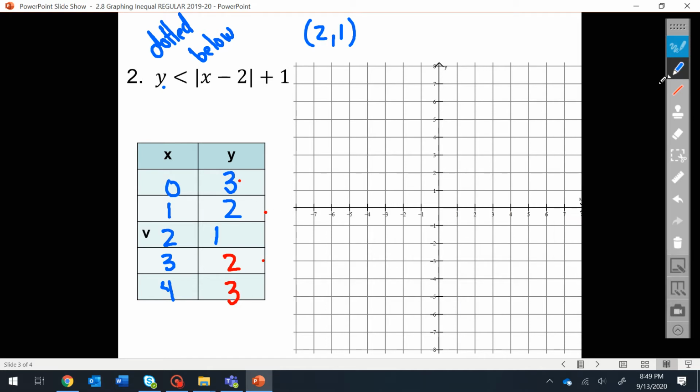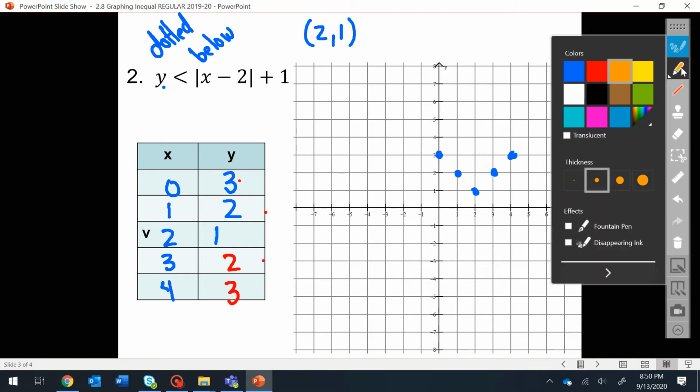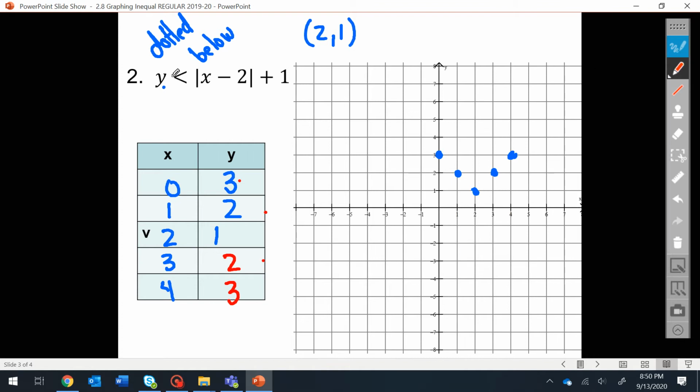Alright, let me actually graph it now. Let's graph the points. So 0, 3 is right here. 1, 2. 2, 1. 3, 2. And 4, 3. Now, the thing about this one is it's going to be a dashed line, or a dotted line. Dashed or dotted, however you want to say it, because there is no line under it. So it's going to be dashed like this.